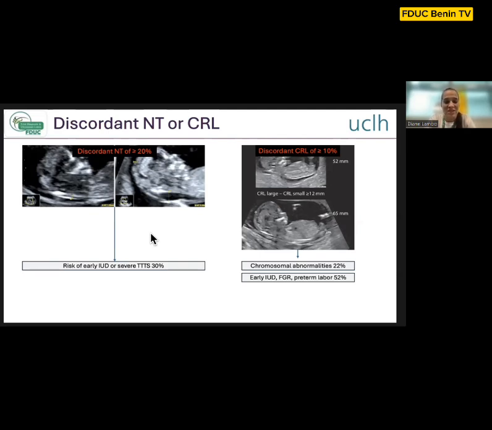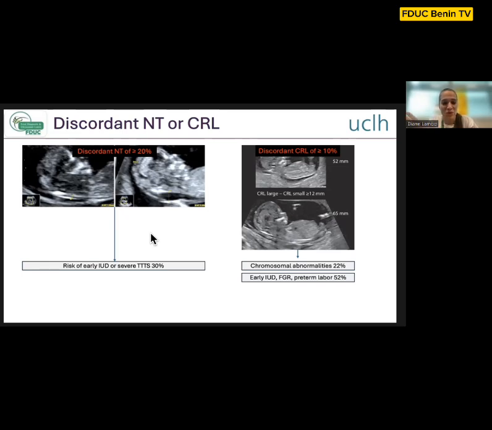Now, the data is conflicting, but the cutoff that seems to have the most sensitivity is if you use 20% for nuchal translucency. So if there's a discordancy of 20% or more, then that seems to be fairly accurate at being able to predict the risk of complications in that pregnancy, namely fetal demise and severe twin-to-twin transfusion. So you can see that, just looking at the biggest study, the risk of fetal demise and severe twin-to-twin transfusion in pregnancies that had a discordant nuchal of 20% or more was around 30%.